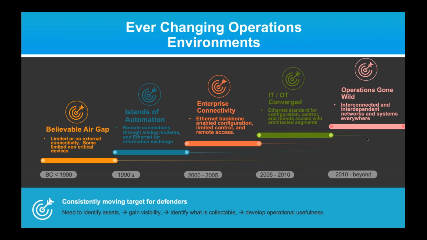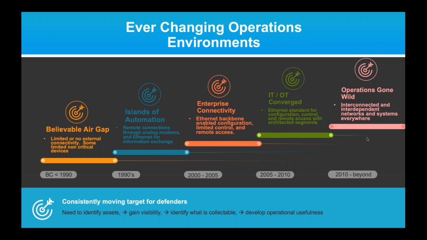Moving to the now, the state that I'll call operations gone wild, where there is complete interconnectedness and interdependence of networks and systems, and even beyond that, interconnectedness and interdependence of sectors, with entire sectors and operational environments reliant on other sectors and other operational environments.